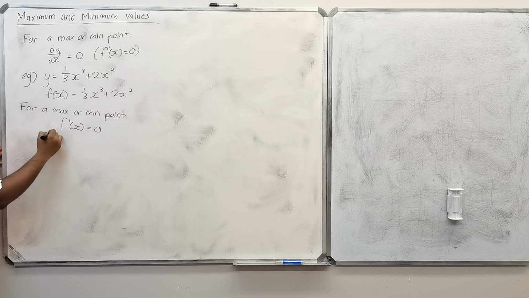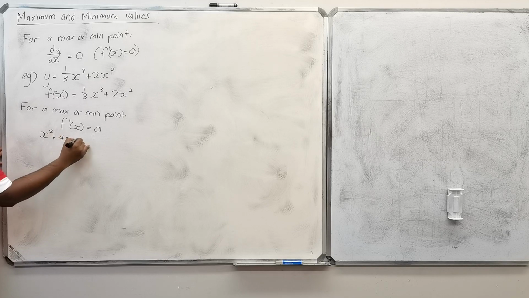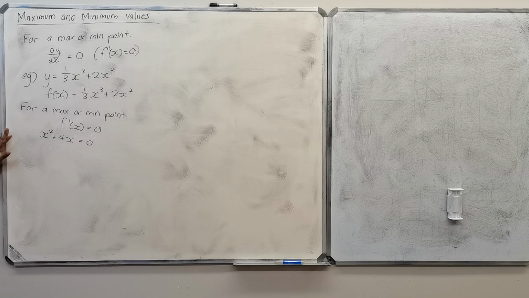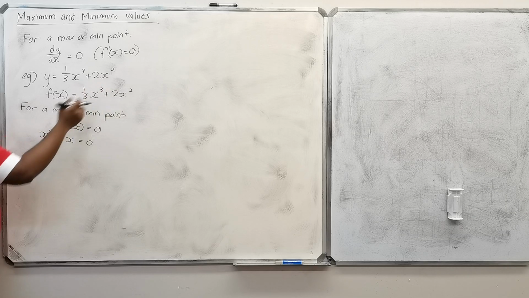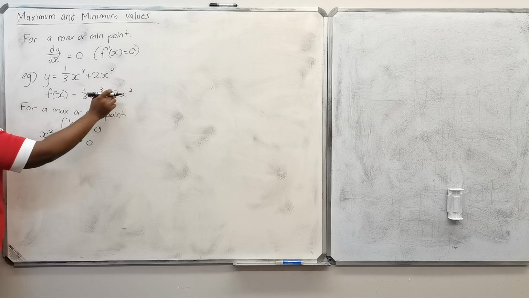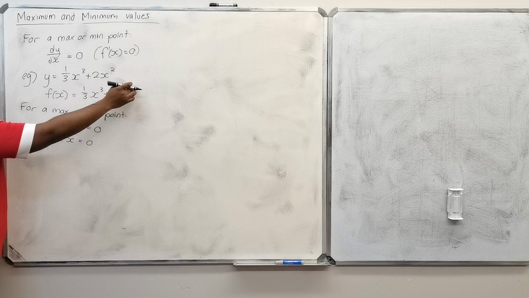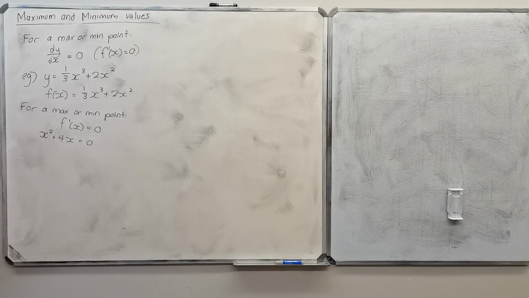x squared plus 4x equal to 0. Do we understand that? Because it's going to be 3 times this 1 over 3, which is 1, so x squared, and then 2 times 2 is 4, x to the power 2 minus 1, which is 1. So I did the derivative. You let it equal to 0, and now you solve for x.